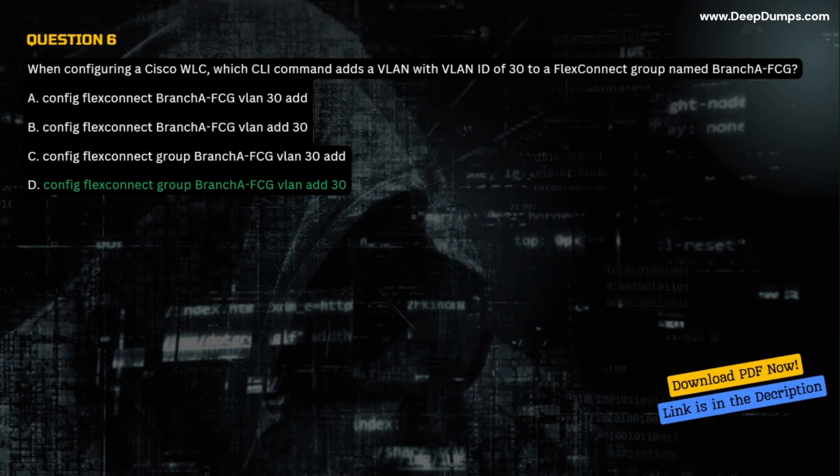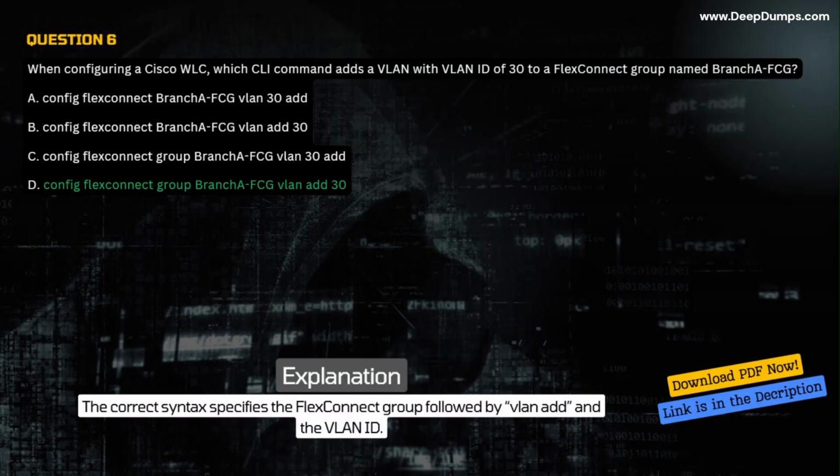Correct answer D. config flexconnect group branch-A-FCG vlan add 30. Explanation. The correct syntax specifies the FlexConnect group followed by vlan add and the VLAN ID.